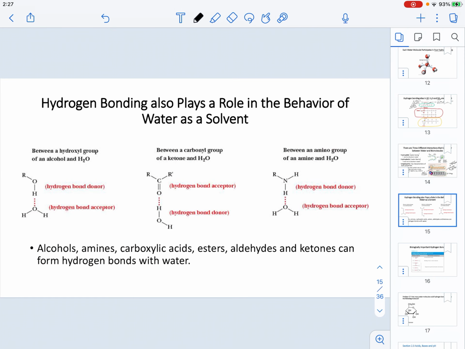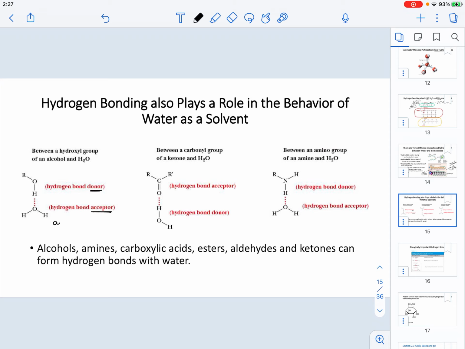Now, understand that hydrogen bonding also plays a role in the behavior of water as a solvent. When we look at it specifically in terms of the functional groups that are important in biochemistry, these are the different types of interactions that can happen through hydrogen bonding of water with different functional groups. Let's say that we have a hydroxyl group of an alcohol in water. One of the things that we observe is that in the alcohol, the hydrogen can act as a donor, and then the oxygen in the water can act as an acceptor.